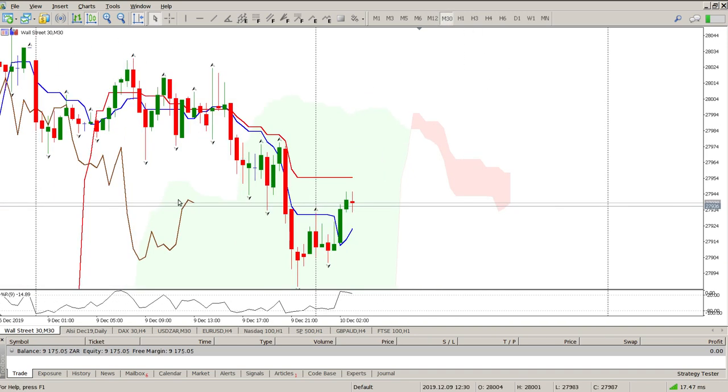30 minutes, bearish, and bearish. However, Kijun-sen's flat, Kijun-sen is starting to roll. And that bodes well for this picture here.